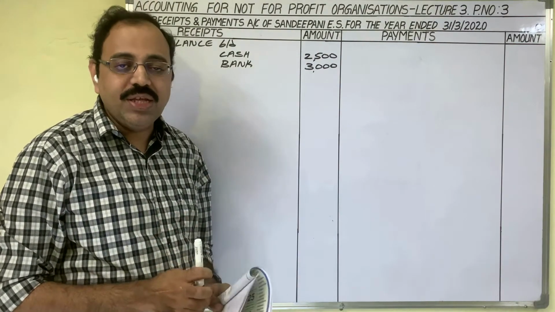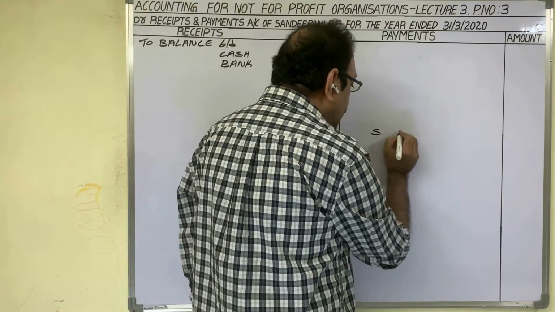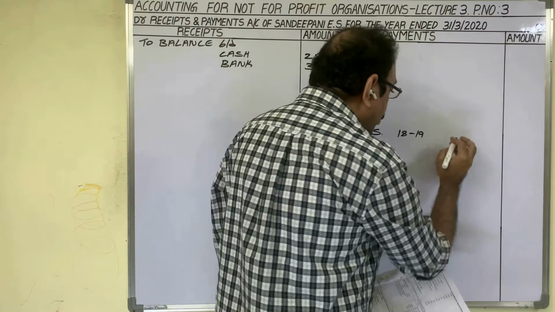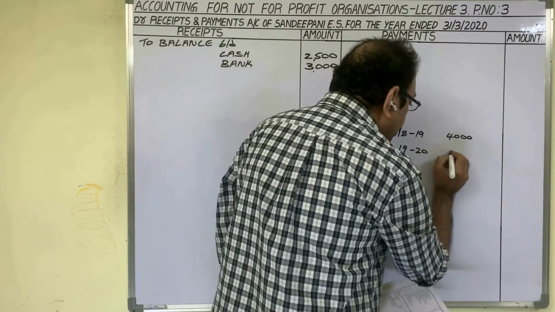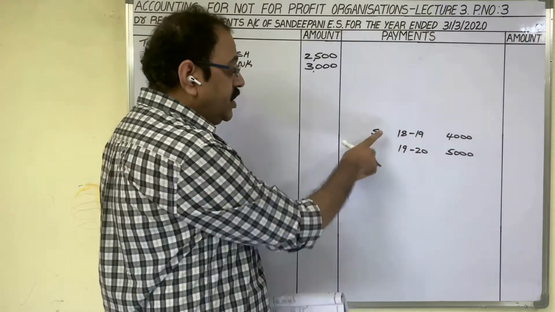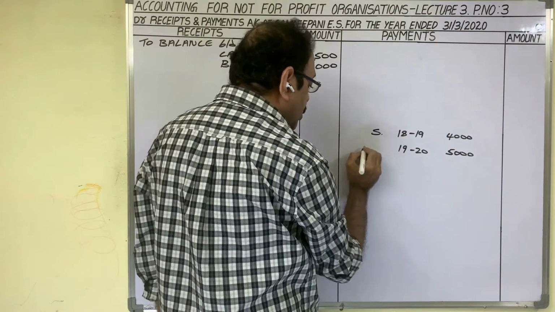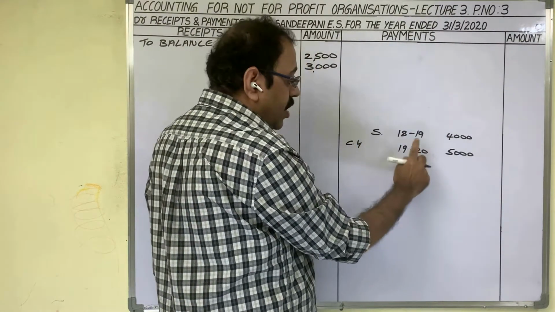Next, subscriptions received for 2018-19 4000 rupees. Subscriptions received for 2019-20 5000 rupees. This is a new point in this problem. What is he giving? Subscriptions received for 2018-19 4000 rupees, for 2019-20 5000 rupees. Here, which year is the current year? 2019-20. So the current year is 2019-20.